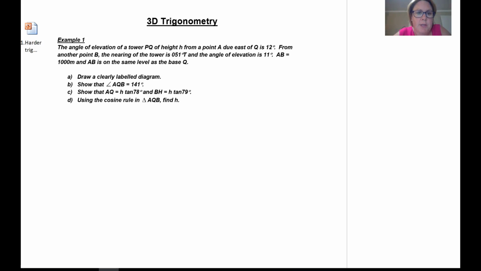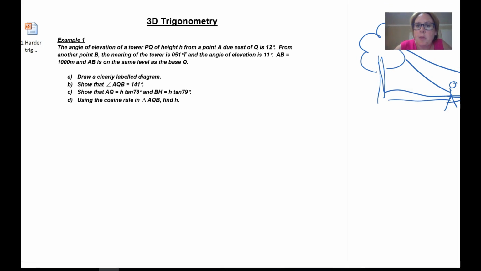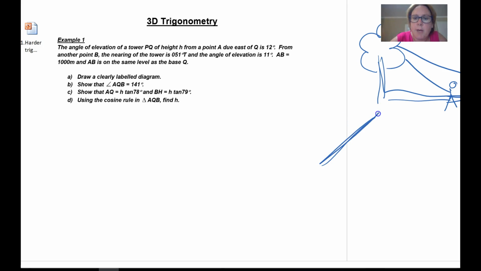Alright, 3D trig is about looking at it from 3 dimensions rather than 2 dimensions. 2 dimensions is if I've got this tree and I'm on one side looking up, and there's someone else further away and they're looking up. You can see that it's only in 2 dimensions, up and across. 3 dimensions means I've got someone out here as well. So I'm looking at the 3rd dimension.